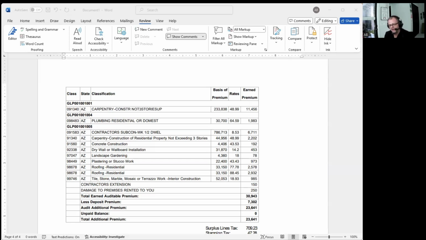866-998-7283 is our number. We'd be happy to walk you through anything. If you want to do what this contractor did, send a copy of the audit, send a copy of the policy, say, how did this happen? We can help you dig through and uncover what had happened. And then we could put you on a policy that makes a whole lot more sense.